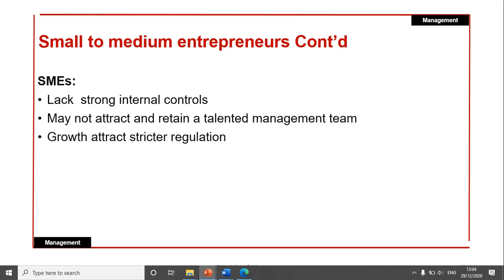We have got the next one, which says SMEs may not attract and retain a talented management team. So it's unfortunate, but it is true to say that SMEs train employees for the big companies to poach. And then lastly, SMEs' growth may attract stricter regulation from authorities.